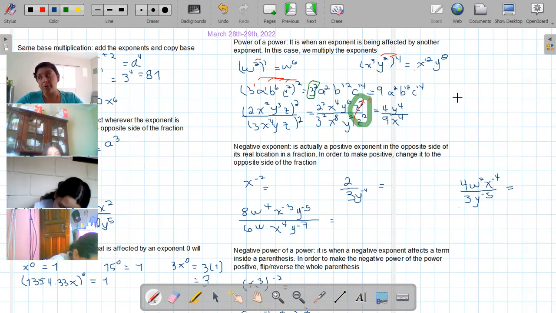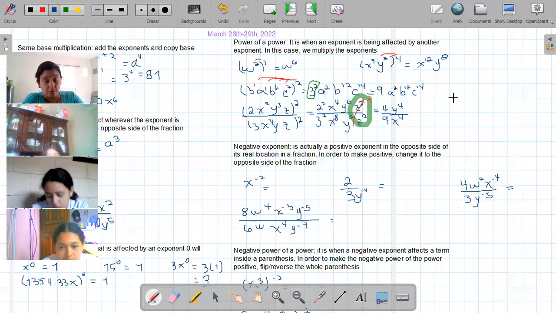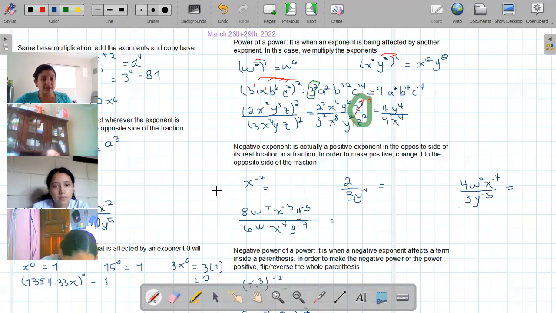Then we saw powers of a power. That's basically a distributive property of the exponent. So we did a multiplication of the powers. And today we're going to see the negative exponent. A negative exponent is actually a positive exponent that is on the opposite side of its real location in a fraction. In order for us to make it positive, we need to change it to the opposite side of the fraction, okay?